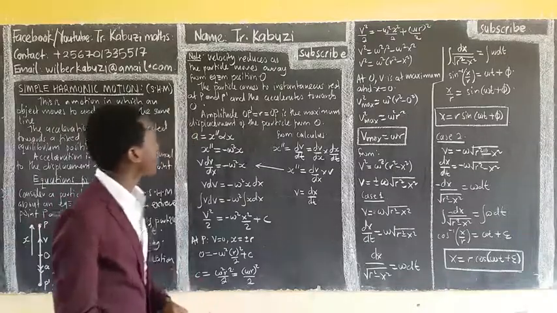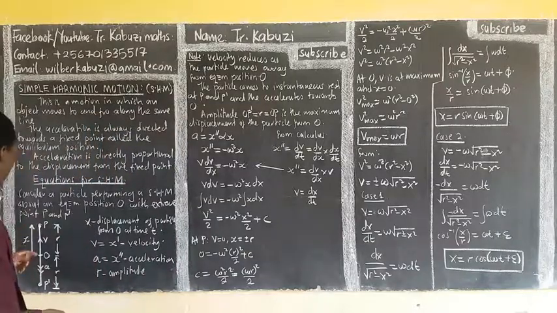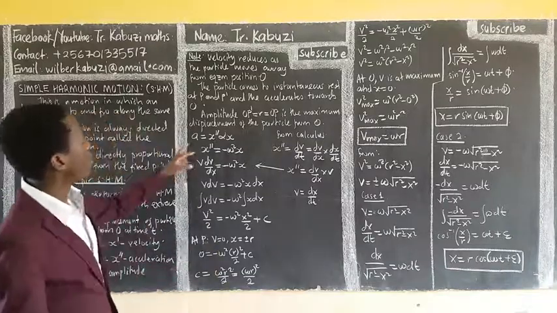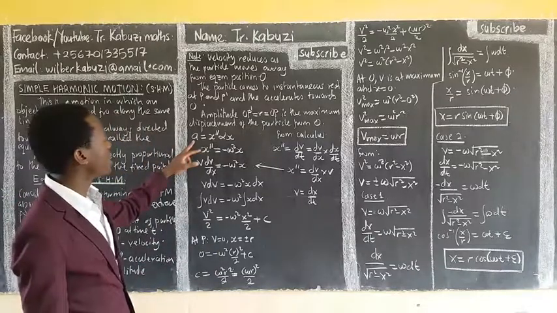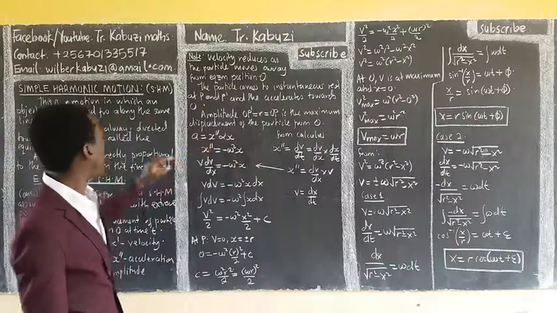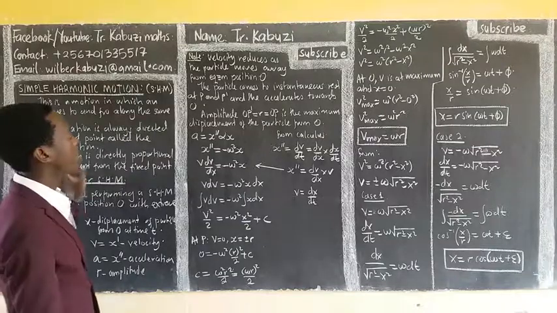Amplitude is the maximum displacement of the particle from O. From here, it's the maximum the particle can be displaced. From O, you say that acceleration is equal to differentiating displacement two times, and it's proportional to the displacement from the fixed point.